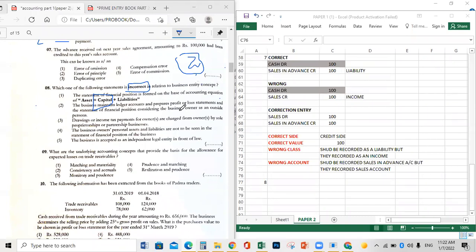Okay, because entity concept says owner and the business are two different people. The last one, the business is accepted as an independent legal entity in front of law.